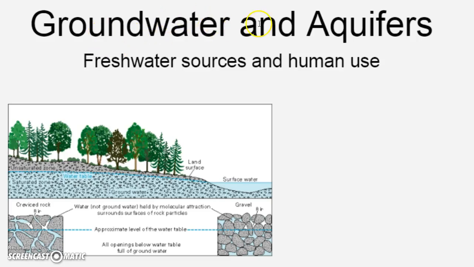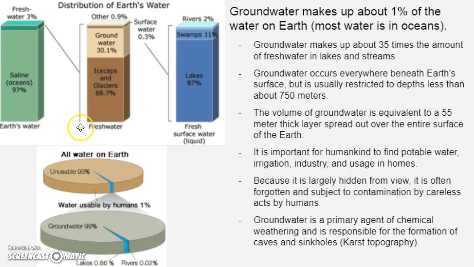All right, today's lecture is going to be on groundwater and aquifers. We're going to be looking at where we find the liquid water that we generally drink, so we're looking at freshwater sources and human use. Here's a picture I'm going to refer to several times throughout this lecture. Let's first look at how water is distributed.